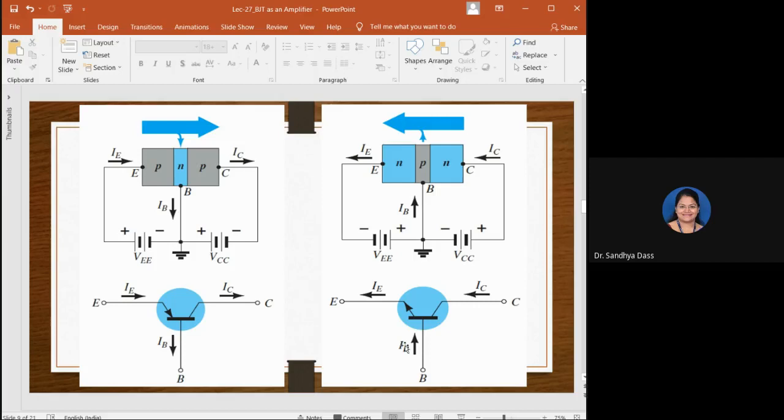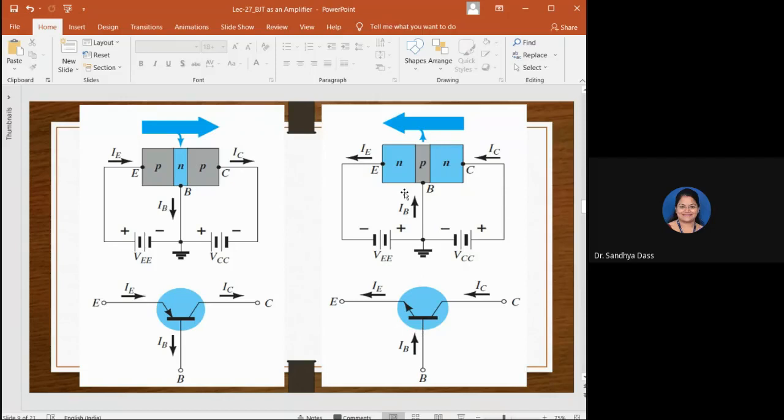And if you observe, for both the transistors, can we write emitter current is equal to collector current plus base current for both the cases, if we apply KCL? If you apply KCL to both the transistors, observe here. So IE, the emitter current, is equal to IB plus IC. All right.